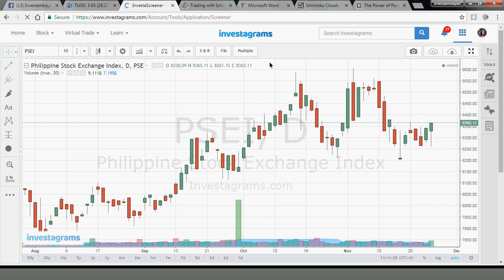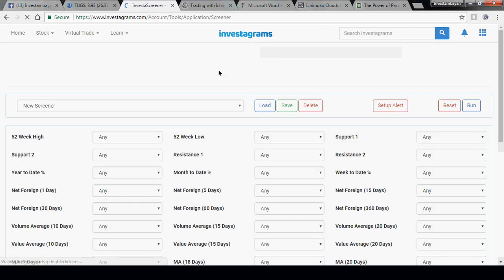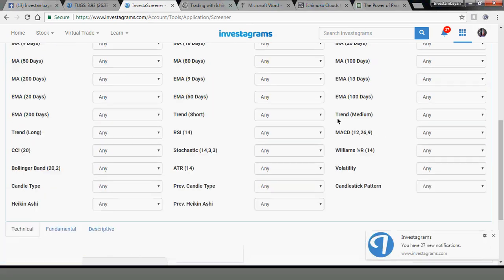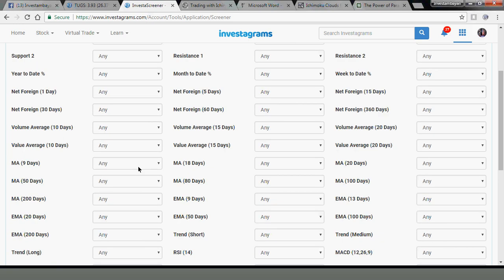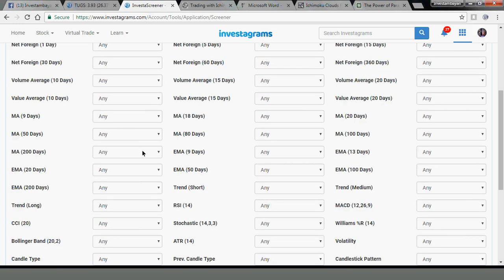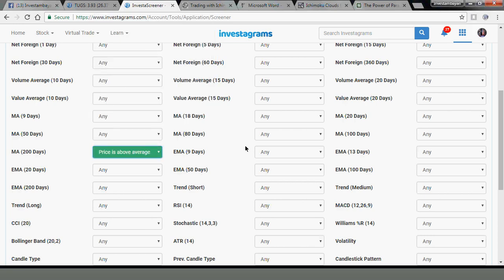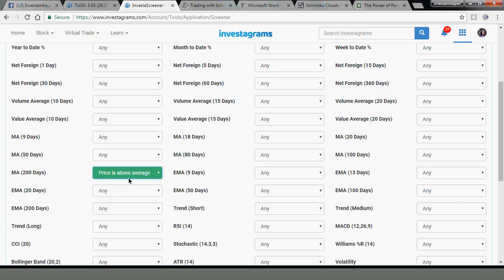So I'll go, screener. Take note of this. Go with MA200. Why MA200? The stock, the cross that is about MA200, that means it is an option stock. Nagkukross siya below MA200, that's bearish. Yun yung first step na stock is getting okay, getting stronger. Price is above average.